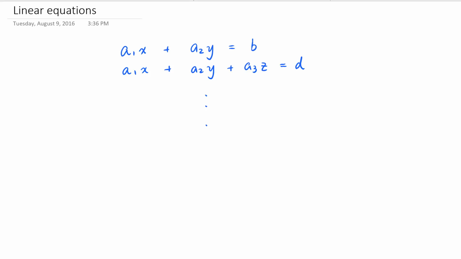And you can generalize this form of equations to an equation about n variables, which is the generic form of a linear equation about n variables.